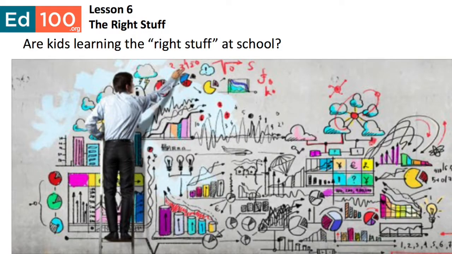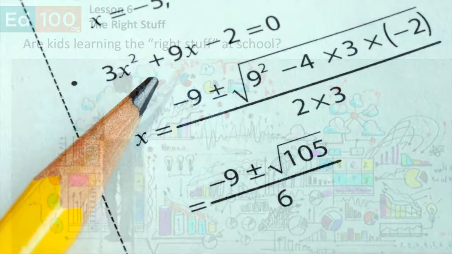Ed100 Chapter 6 summarizes the many important subjects taught in California's schools. This video is a brief overview of the lessons.